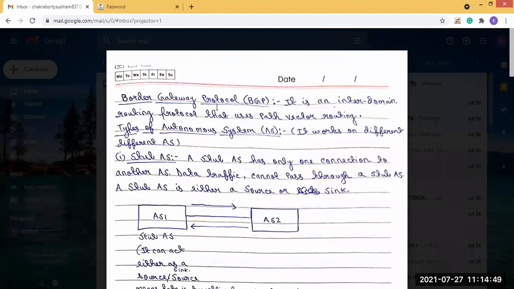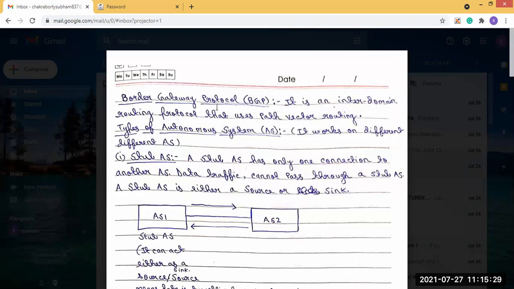Now, for this BGP, we have to work on different types of autonomous system. So first we will learn what types of autonomous system are present, because BGP works on different autonomous systems. There are a total of three types of autonomous system present.